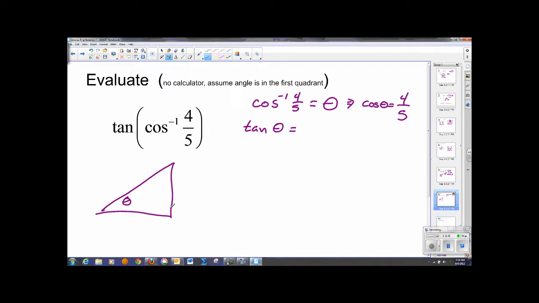Here's my theta value, the adjacent over the hypotenuse, and I look at this and I see I have a 3, 4, 5 triangle. So the y value is 3. Tangent is equal to the opposite over the adjacent, and in this case, that's equal to 3 over 4. So therefore, the tan of the inverse cosine of 4/5 is equal to 3/4. Let's keep moving.